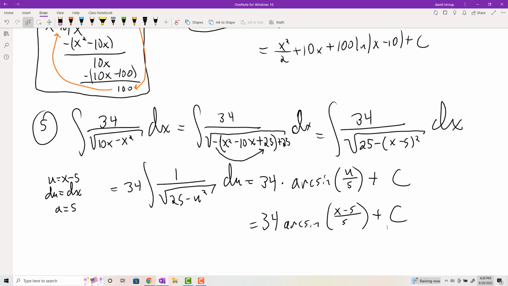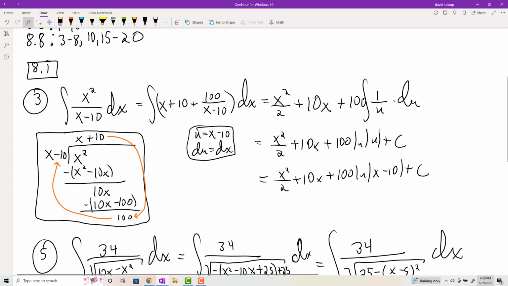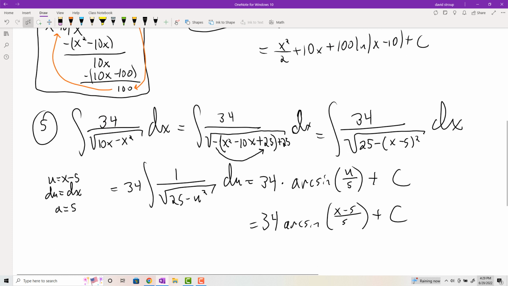Okay. We didn't really see too much that was all that new in this section. I'm pretty sure there was one like number 3 on the first test. I think the first problem was kind of like that. You had to do long division. Number 5's an arc sine. I expect you to know that on the first test as well. You have to do the arc sines and arc tan formulas.